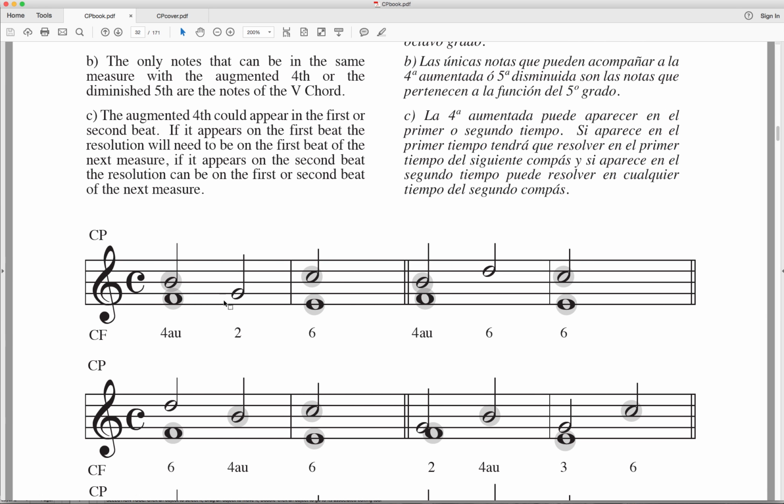The augmented fourth needs to resolve properly. If you have an augmented fourth on the first beat, the second note needs to be a note that belongs to the 5 chord. Remember, you may not repeat notes, so in this case, if you have an F and a B, the second note, if it is not a gradual note, needs to be a G or a D. Like in this case, I have a D. And then it resolves the F to the E and the B to the C.